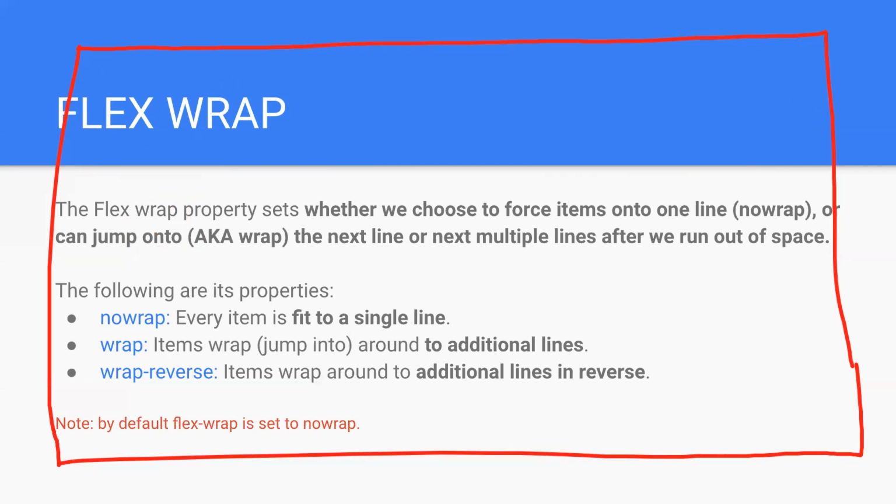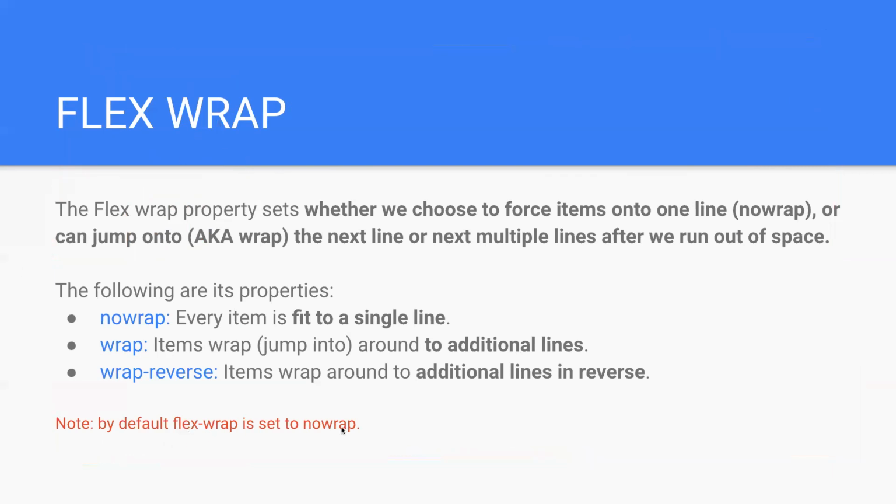So that's basically what wrap does. By default, flex wrap is set to no wrap. So if you find that things are just getting congested in one line, then your flex wrap is set to no wrap, so you need to change that command.